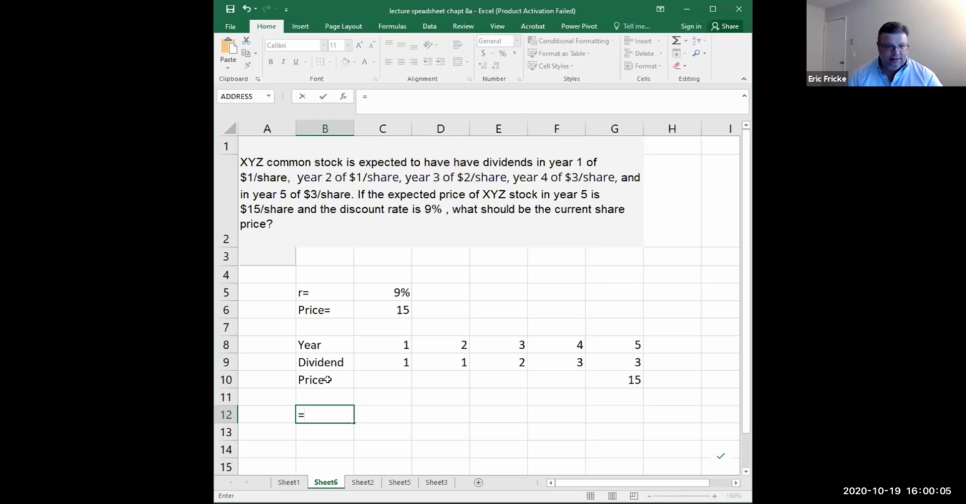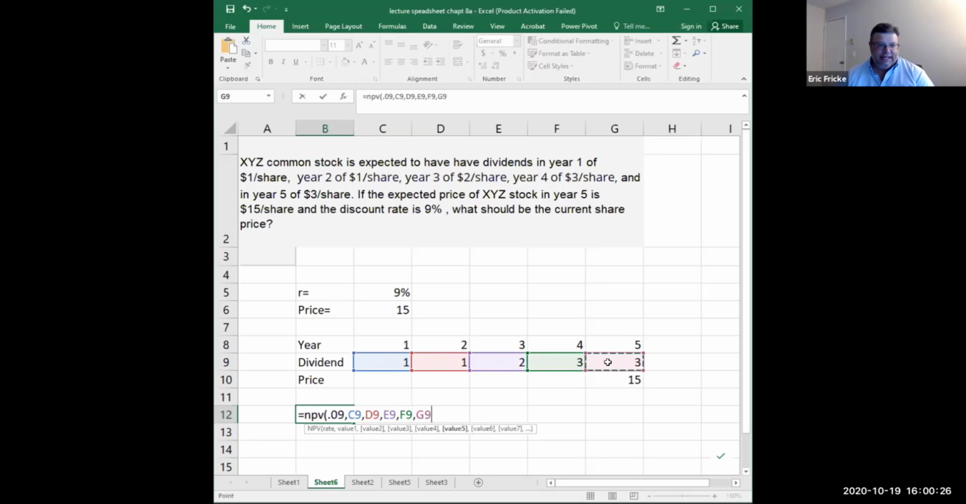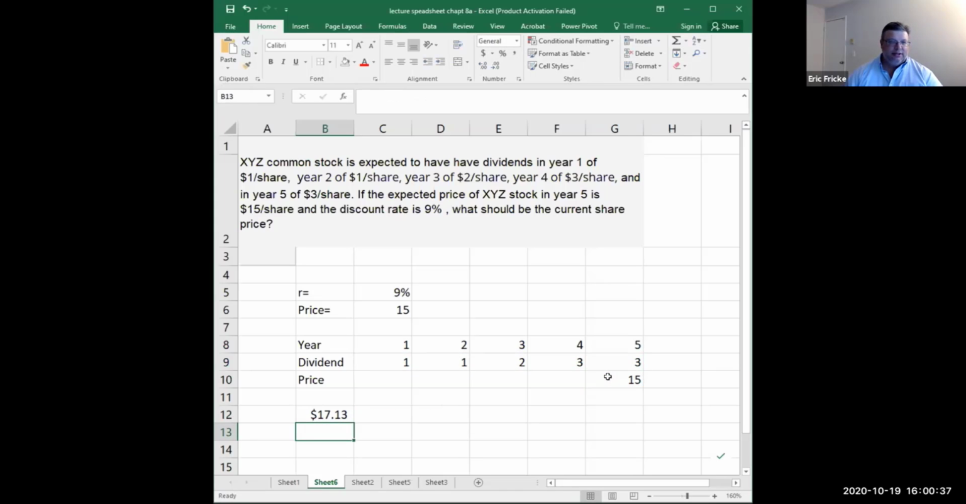Now we can calculate the present value of all that by using the NPV formula. And so first we put in the discount rate of 0.09, and then we put in every single cash flow by order of year, right? So there's the dividend at time 1, 2, 3, 4, 5. And in that final year, we have to add in the price. So it looks like I got 17.13, and it looks like that's the same as the answer, yeah.